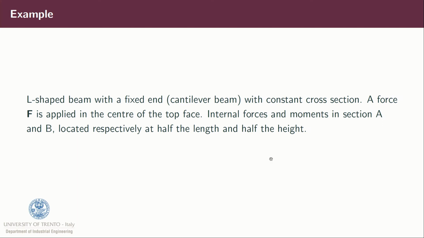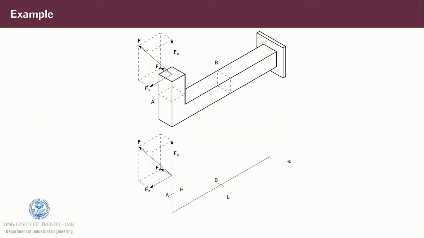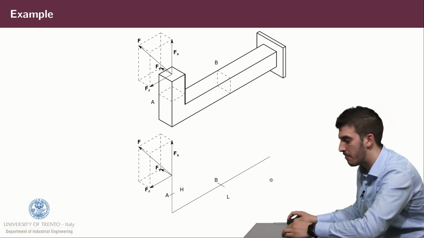Let's see an example. We have an L-shaped beam with a fixed end and a constant cross-section. We have a force applied on the top face at the center, in the centroid, so a force F that can be decomposed into the components Fx, Fy, and Fz. In general, it can be represented as a line here because it's actually a simple beam. We are interested in finding the internal reactions at section A and section B, which are at half the height and half the length of this L-shaped beam.